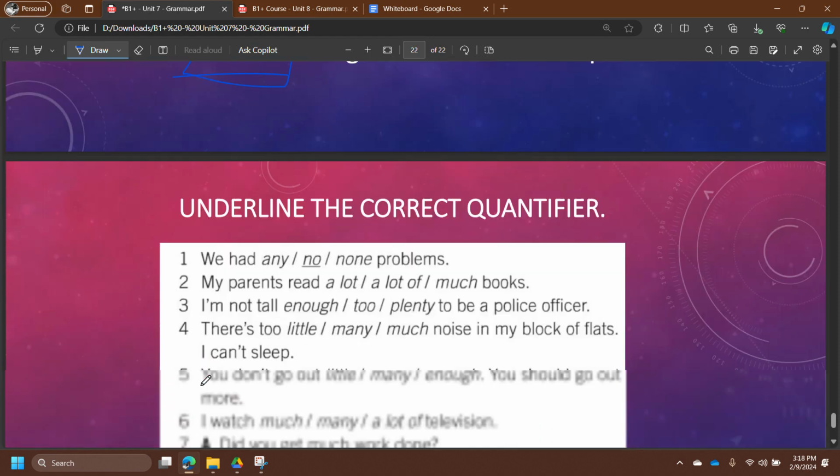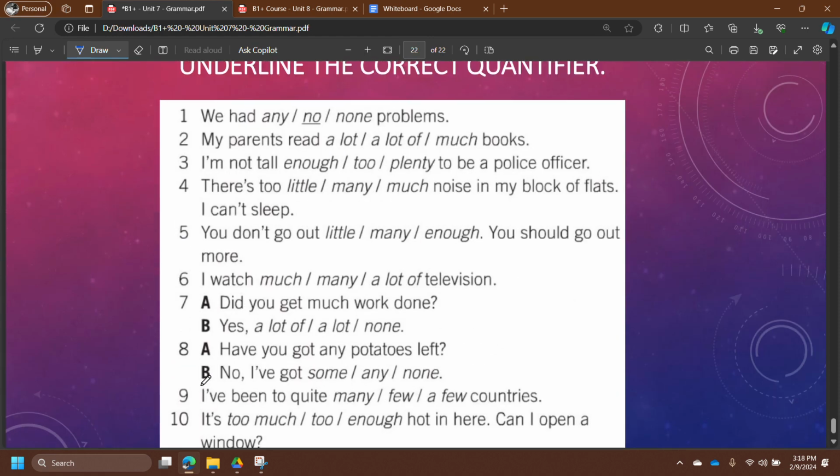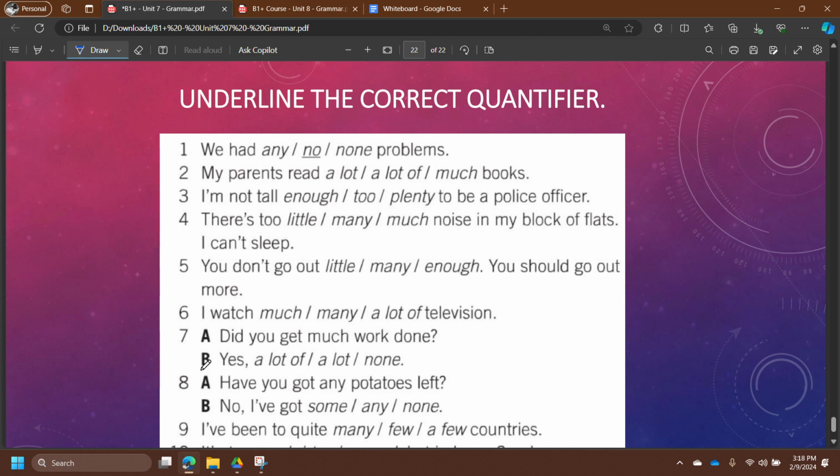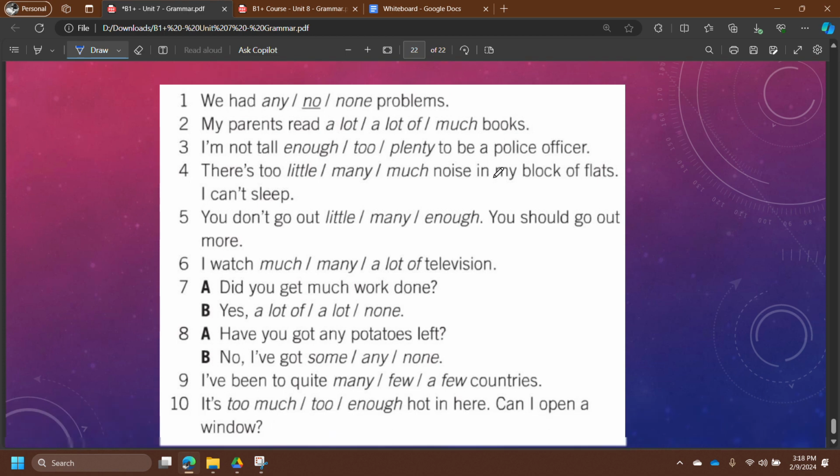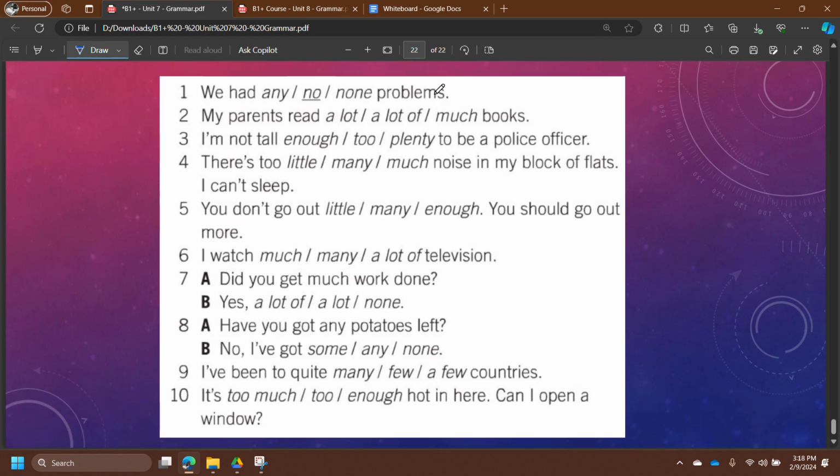Okay. And this is a very small exercise if you want to do it. So underline the correct quantifier. You can pause the video again if you are interested in doing this exercise.